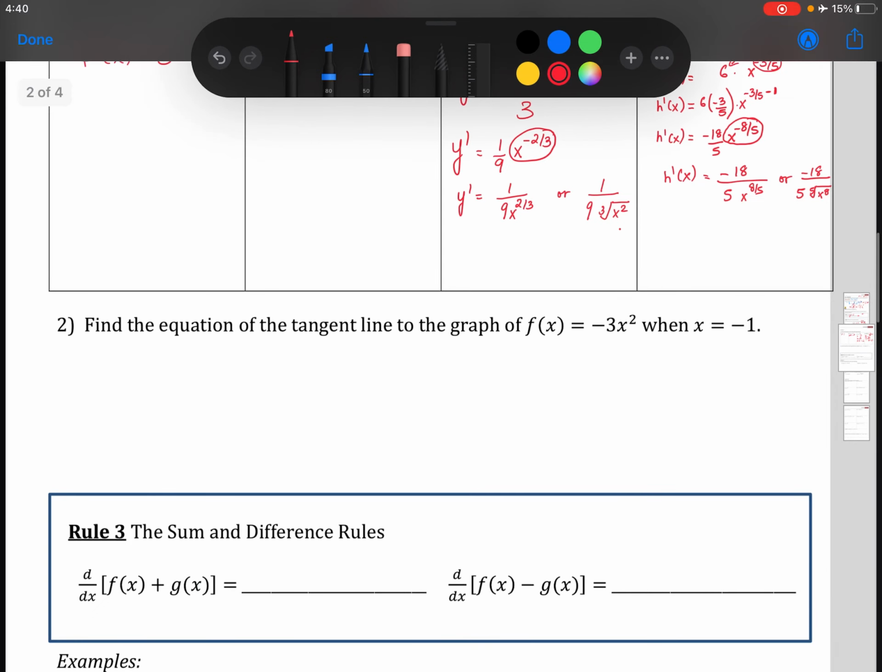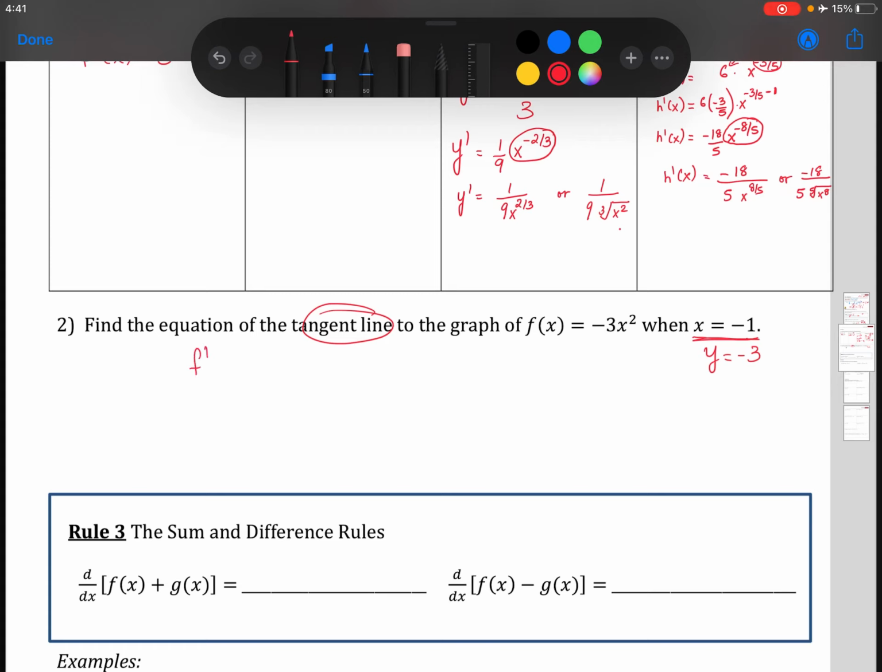Now there's another question. It says find the equation of the tangent line to the graph. So now what you need to do is find the slope and a point. I already know my x coordinate is negative 1. I can find my y. So if I substitute x equals negative 1, I get y equals negative 3. Negative 3 times negative 1 squared is just negative 3. So I already have my point. All I need to do is find the slope, which is the derivative.